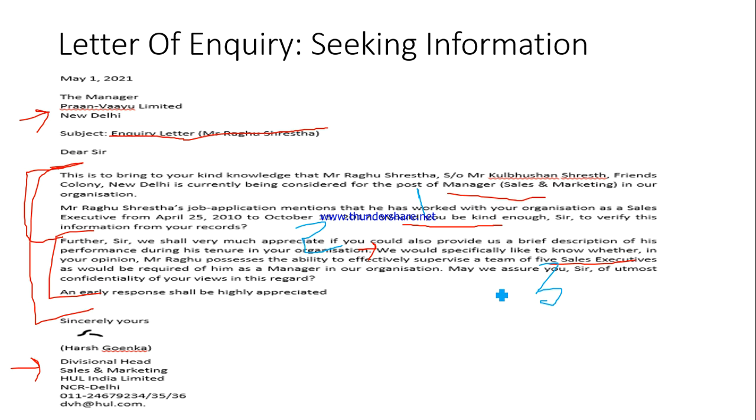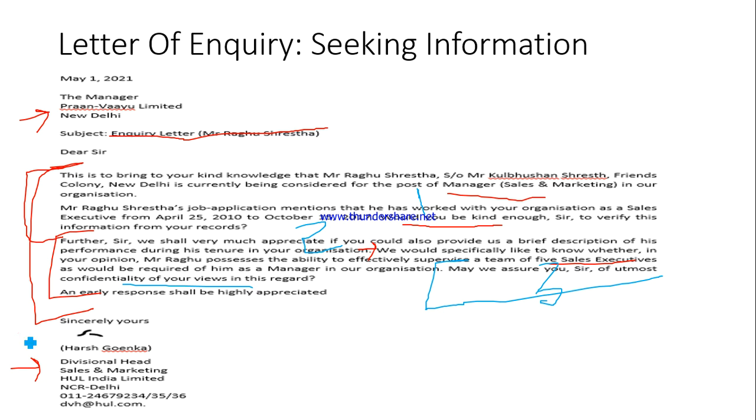First two are hard data which I'm trying to obtain from the manager of Pranavayu Limited, but the manager may not want to give us that data. That data may be leaked out. So what we are doing is we are also mentioning this. May we assure you, sir, of utmost confidentiality of your views in this regard, that we are not going to disclose your views. Whatever you tell us, we are not going to share it with any third party. So we are giving this commitment also, right?